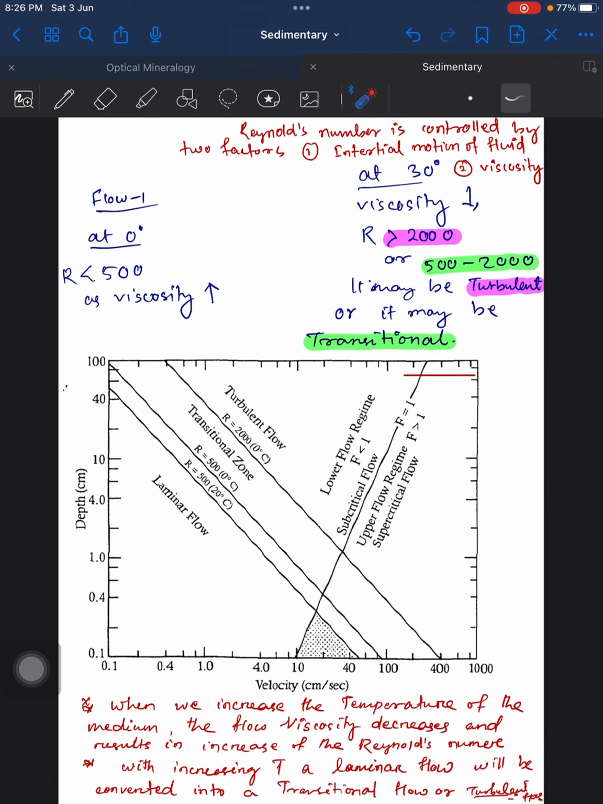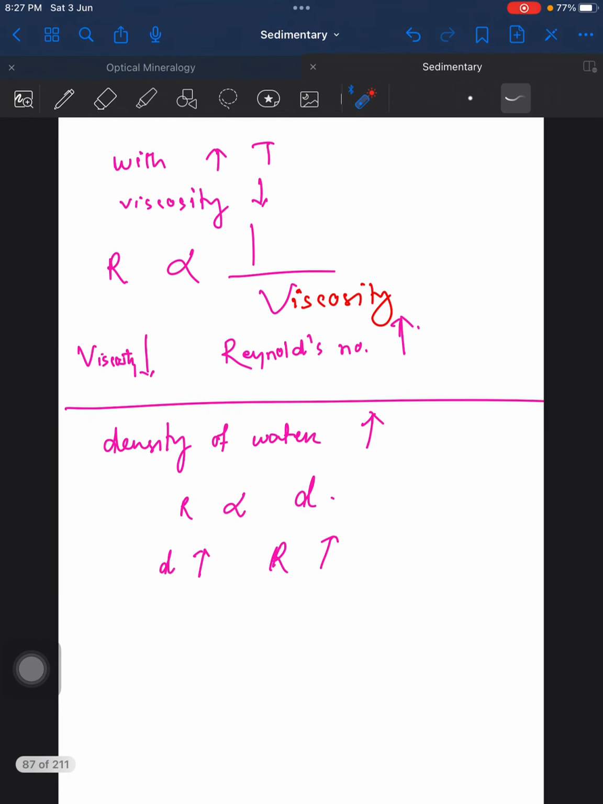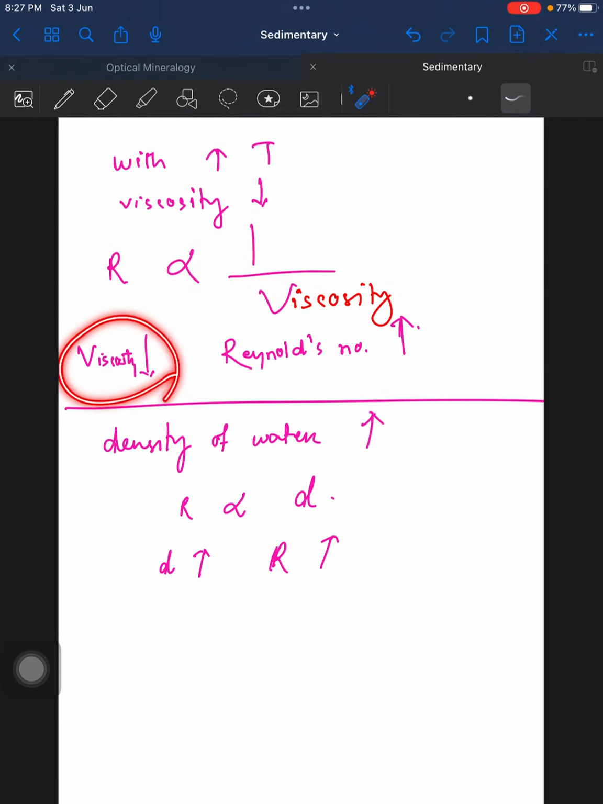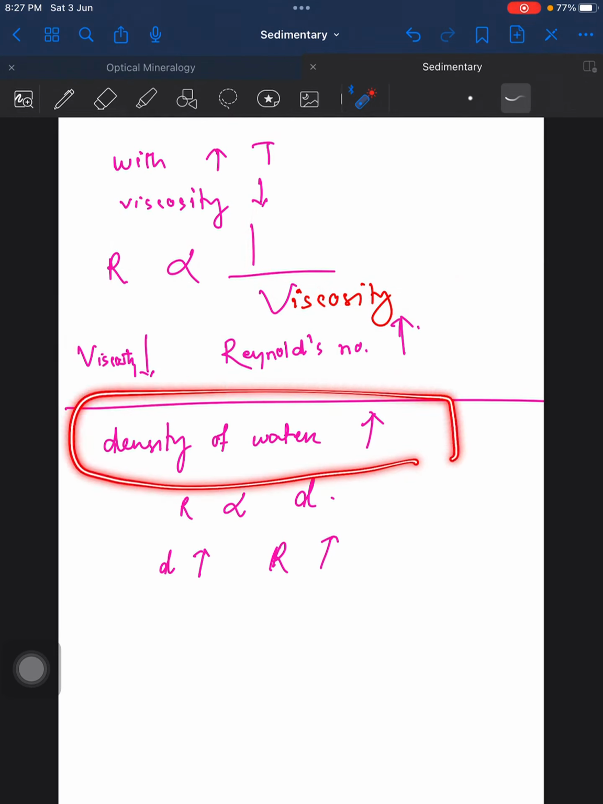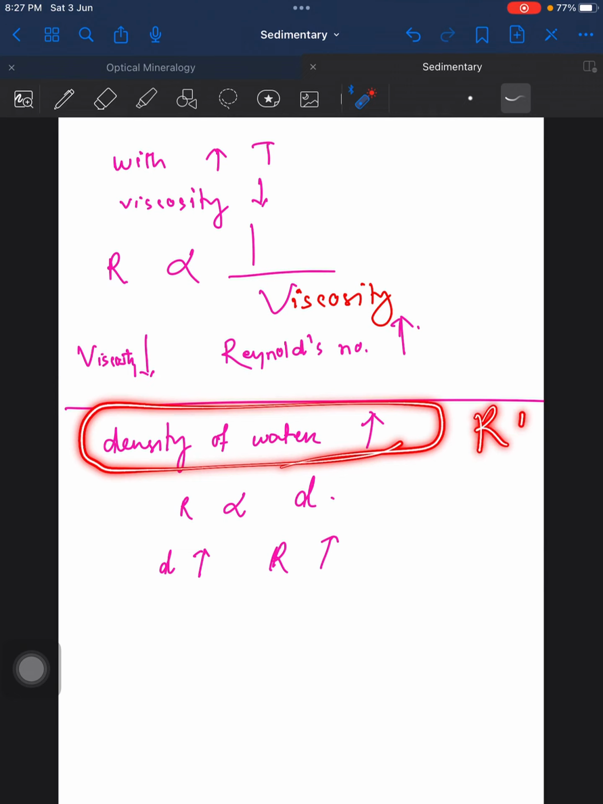Okay, it doesn't happen just by increasing temperature; the velocity of the medium, increasing velocity of the medium, is also needed. So finally what will happen: with increasing temperature viscosity decreases, and Reynolds number is inversely proportional to viscosity. So if viscosity decreases, Reynolds number will increase. So when the density of water increases, Reynolds number will increase.